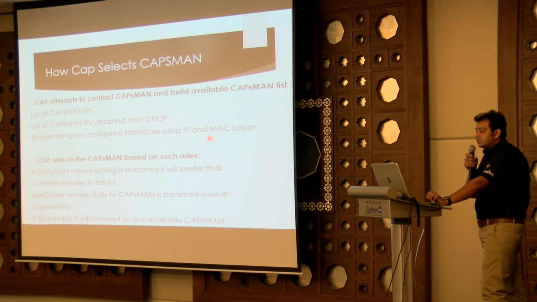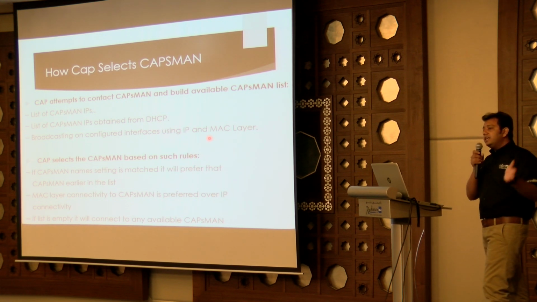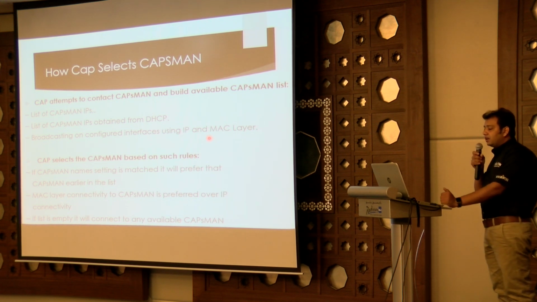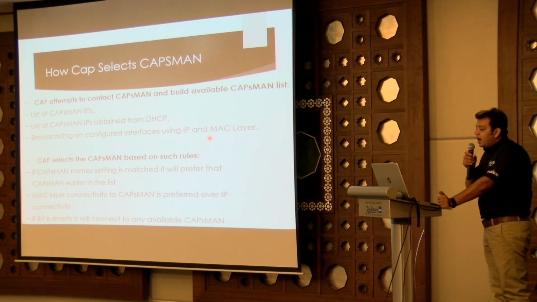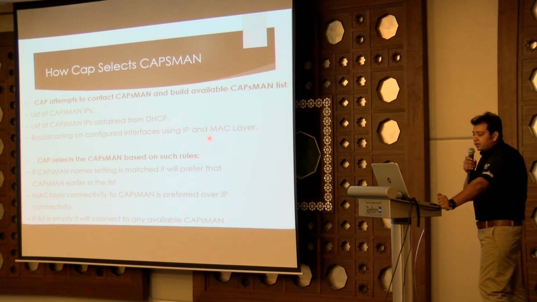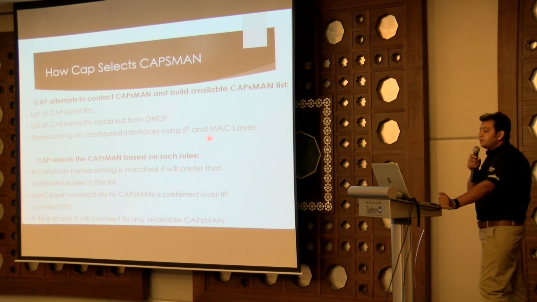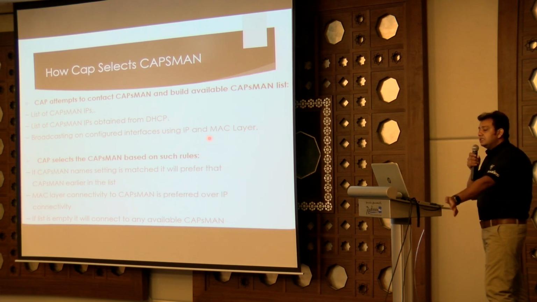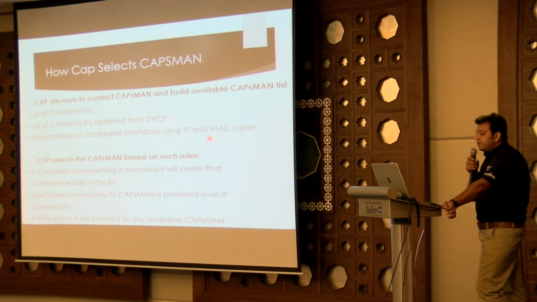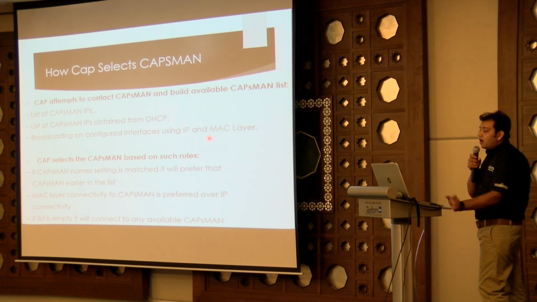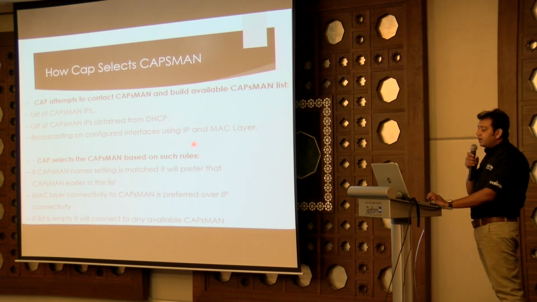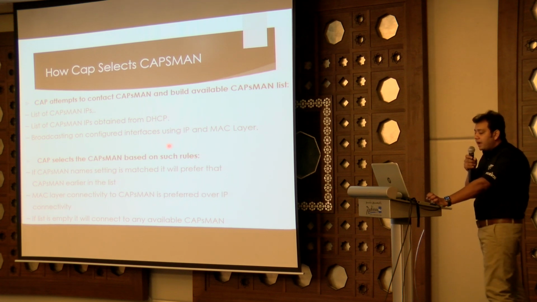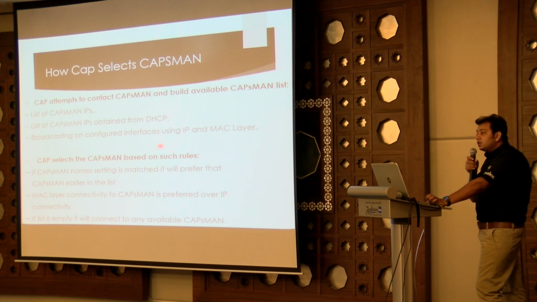How does the CAP select the CAPsMAN? Now we have already done the part where we made the controller. Now we come to the CAP. How will the CAP AP connect to the controller? The CAP attempts to connect to CAPsMAN and builds an available CAPsMAN list. The list of CAPsMAN IPs is obtained from the DHCP server, or by broadcasting on the configured interface using the IP and MAC layer. The CAP selects the CAPsMAN based on such rules.